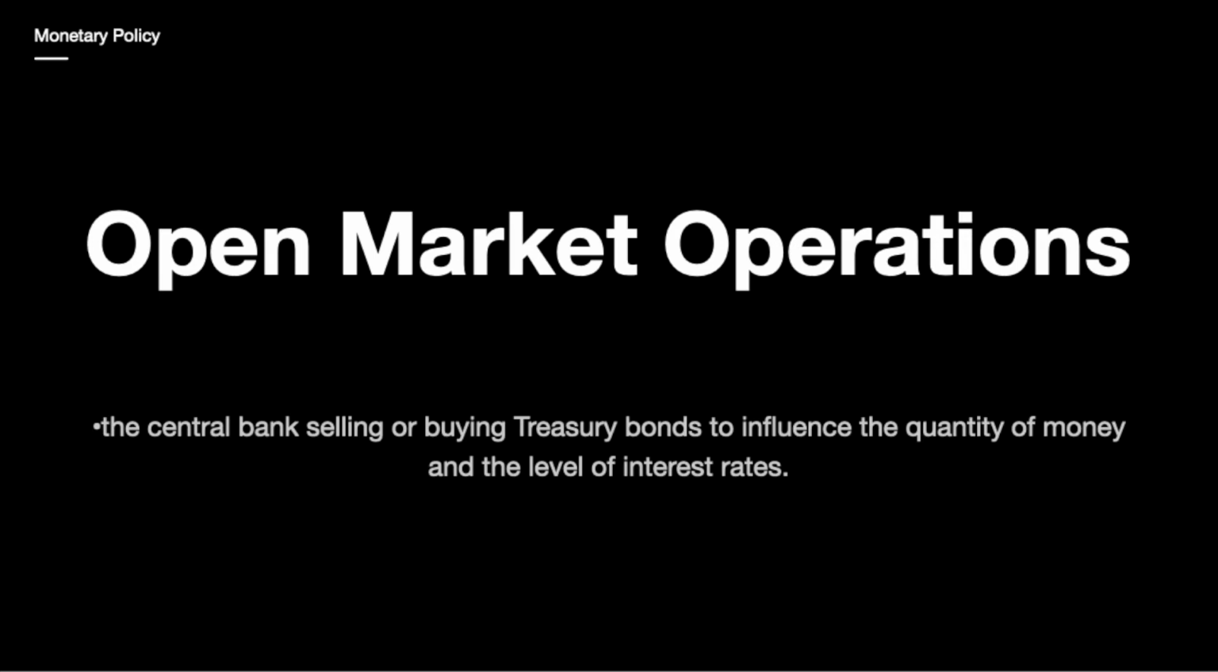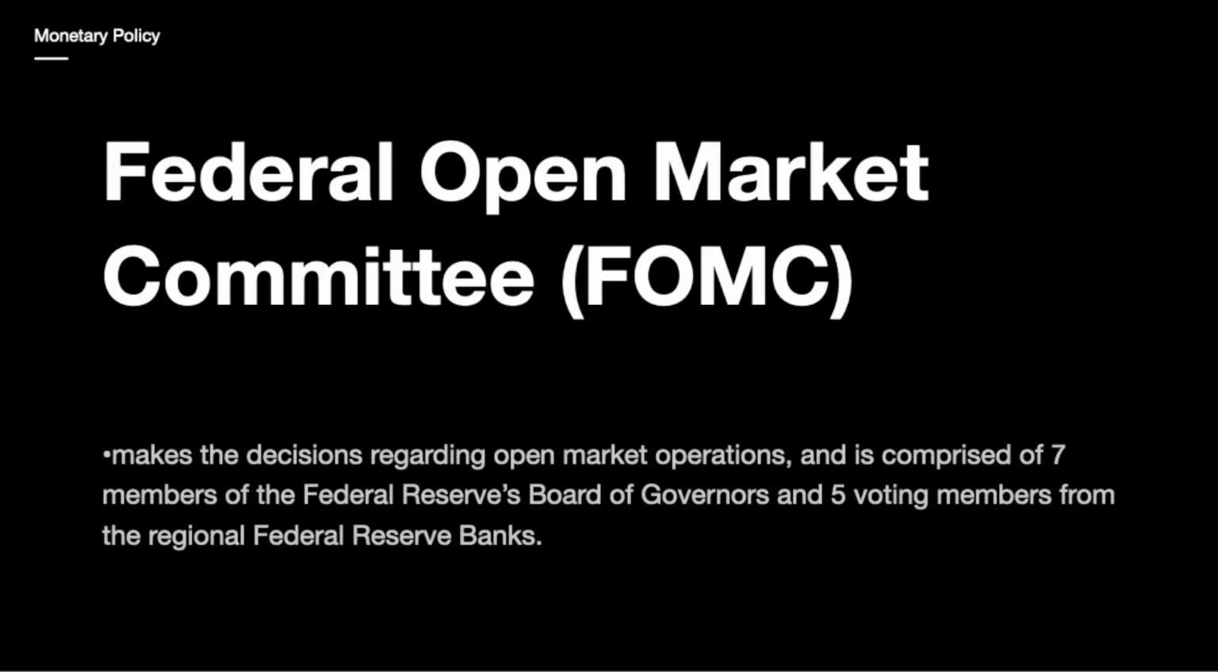are open market operations, the central bank selling and buying treasury bonds to influence the quantity of money and the level of interest rates. The Federal Open Market Committee, FOMC, makes the decisions regarding open market operations and is comprised of 7 members of the Federal Reserve Board of Governors and 5 voting members of the regional Federal Reserve banks.